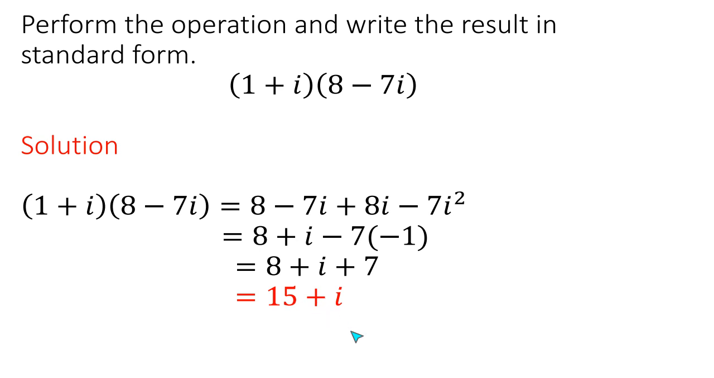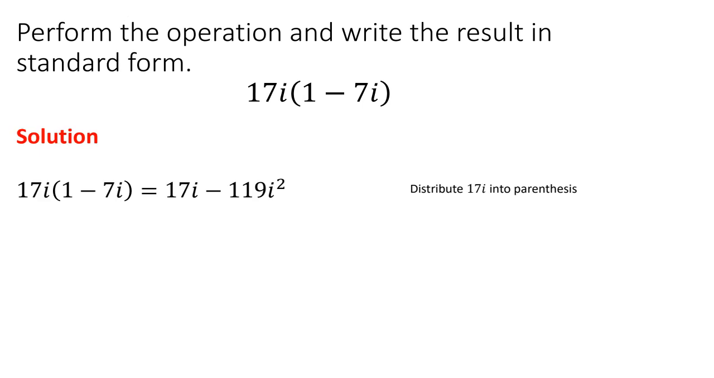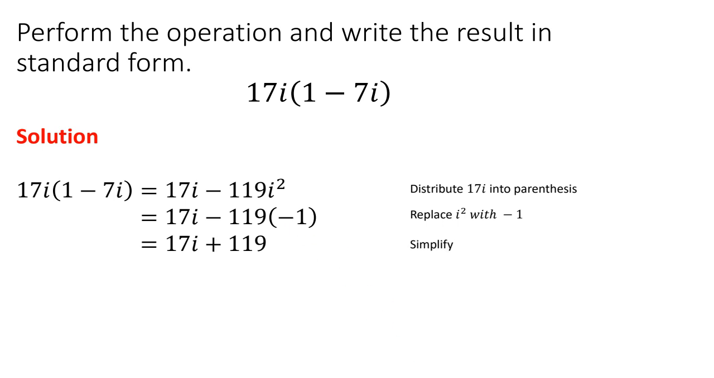Okay, let's try this one. 17i times 1 is 17i. 17i times negative 7i is negative 119i squared. We know that i squared is negative 1. And so if we simplify, we end up with 17i plus 119. Is this in standard form? So 119 plus 17i. And so that would be our answer.